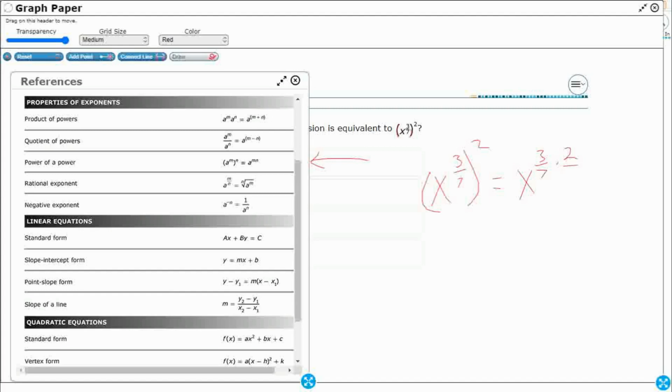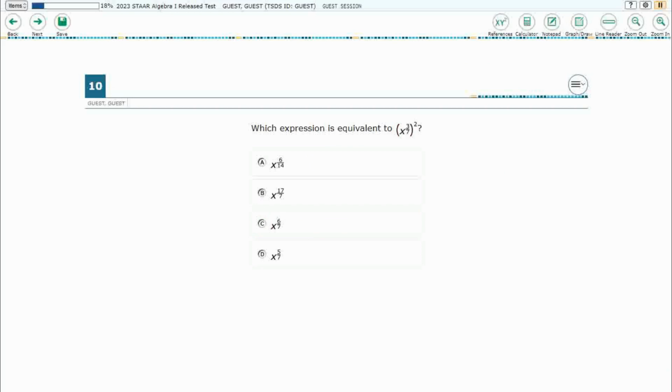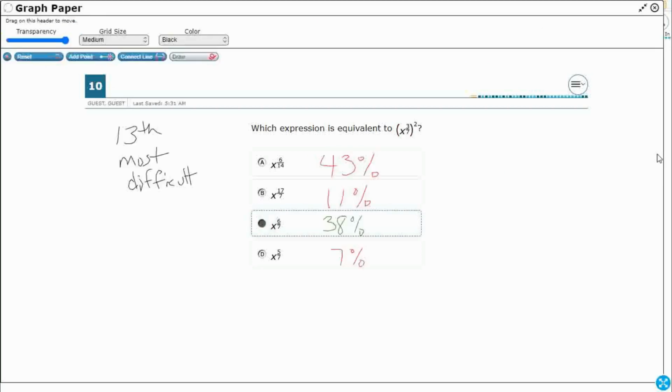To make it easy, we can go like this, right? You can make any whole number a fraction by putting it over 1. Multiply straight across, x to the 6/7. That's it. So we are looking at C right there. That is our correct answer. Let's see how we did across the state of Texas. This is actually the 13th most difficult problem on the test. And you can see more people chose A, the incorrect answer, than they chose C, the correct answer.